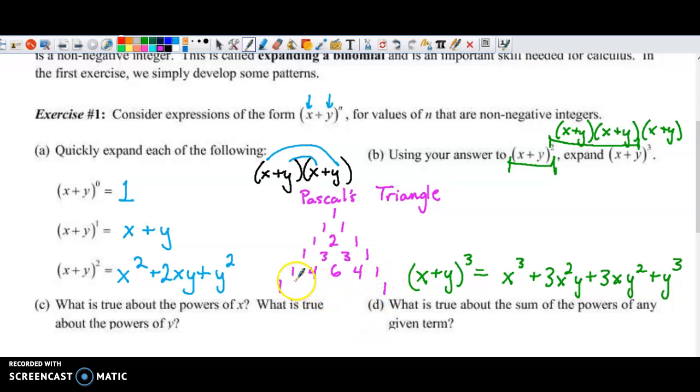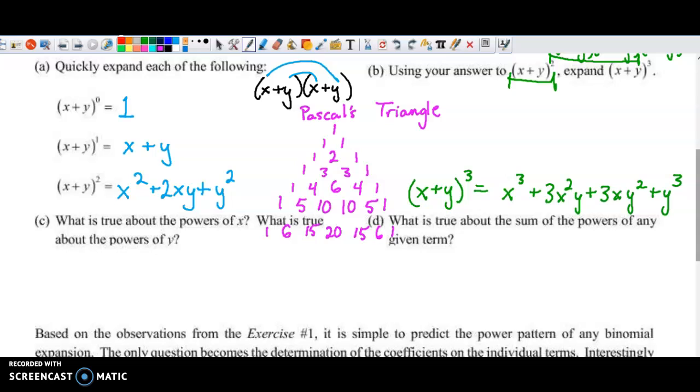Because I'm just going to tell you, you take the sum of the previous 2 numbers. 1 plus 4 gives me 5. 4 plus 6 gives me 10. 10, 5. So you might want to try it again on the next one. 6, 15, 20, 15, and 6.